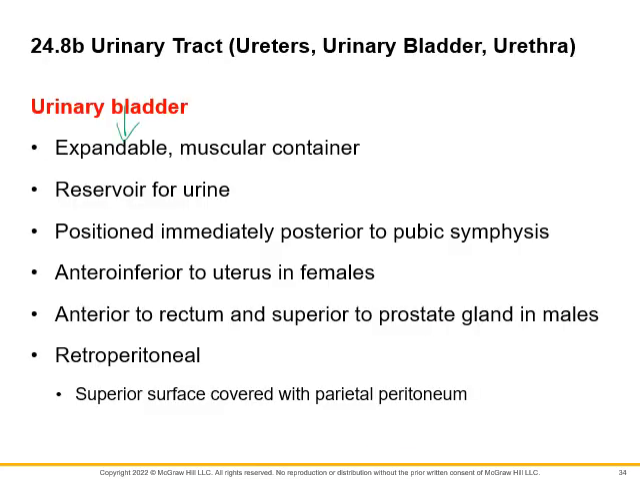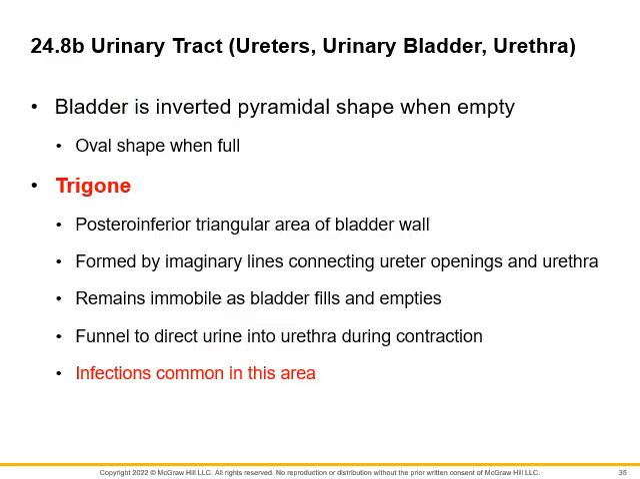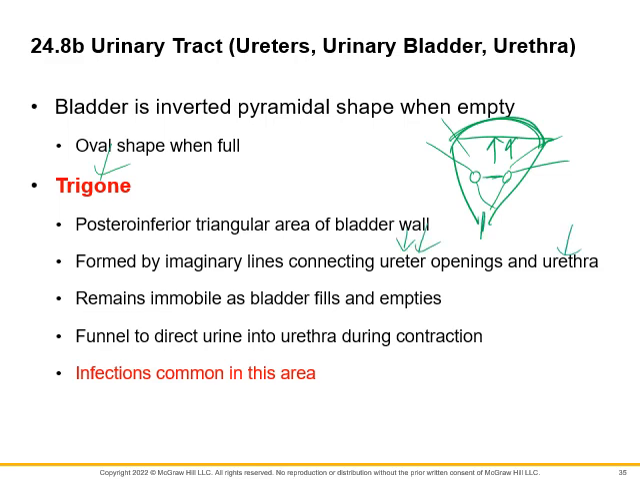Urinary bladder, this is expandable. It's a reservoir for urine. We're going to store urine here. It is also retroperitoneal. So here they want you to know the bladder is more triangular shaped when it is empty, and that the urine as it fills is going to dome or round out the top a little bit. It becomes a little bit more oval. There is a specific area, the trigone, and it's where the ureters and the urethra meet. So kind of a pyramid inside of a pyramid, or inverted pyramid inside a pyramid. This area is a common site of infections, bladder infections.